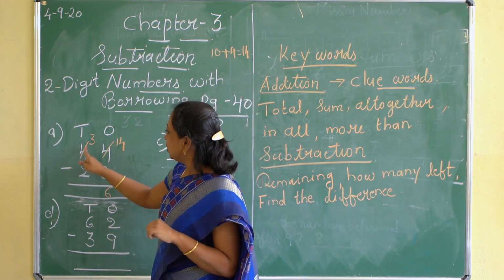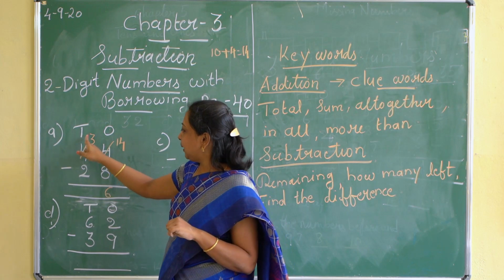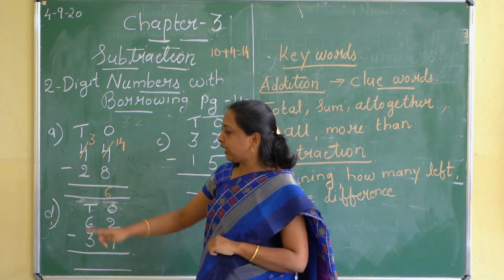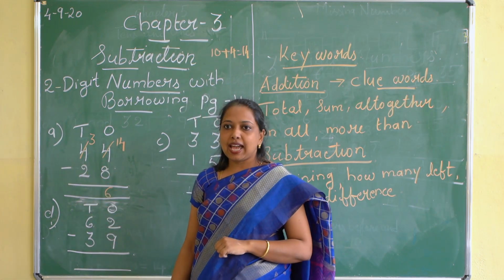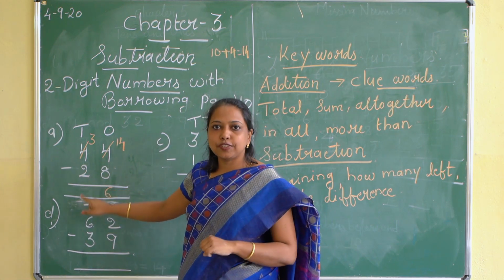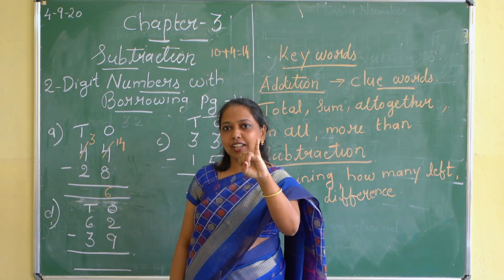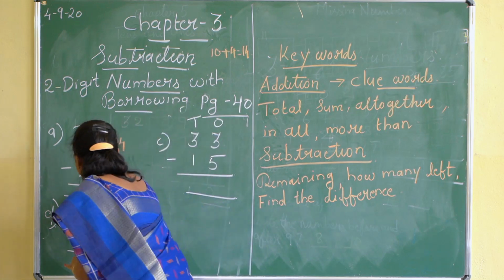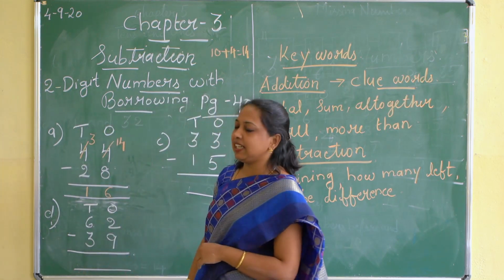Now we go to the tens place. 3 minus 2. You take the second number 2 and you start counting from the next of this 2, 3. Now you got 1. So you got the answer 16.